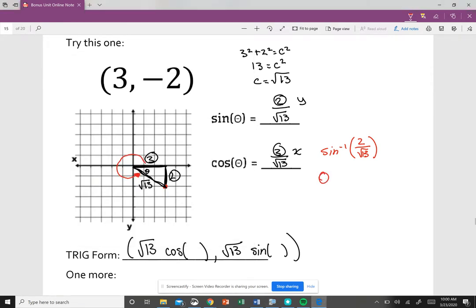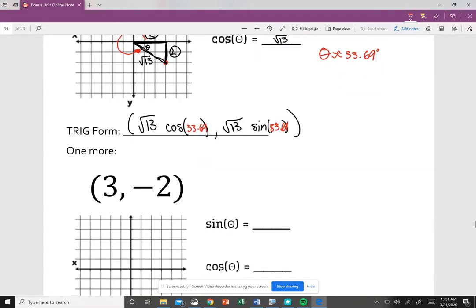So I know that theta is about 33.69 degrees. Notice this time I put degrees. Okay. So then here I would put 33.69. 33.69. Okay. This last one, I'm just going to leave it in.